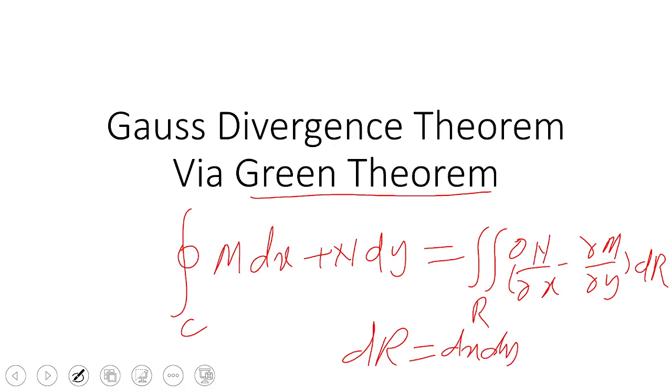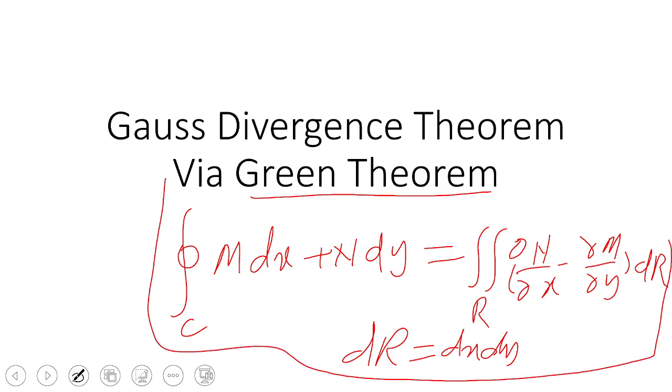So, we proved this theorem, and now we are going to use this Green theorem to prove Gauss divergence theorem. In fact, this theorem applies in the xy plane, so we have to extend it to space, three-dimensional space.